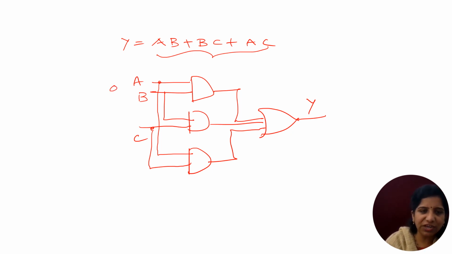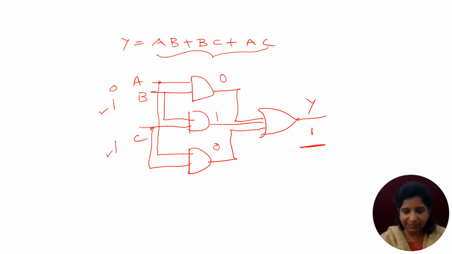Now I want to check whether my circuit is working properly or not. Here I have taken the input combination 0, 1, 1. 0 into 1, what is the output here? 0. Then 1 into 1, the output becomes 1. Next, 1 into 0 becomes 0. So what will be the output of the OR gate? 1. It consists of majority 1, so the output is 1. In this way, we can design this combinational circuit.